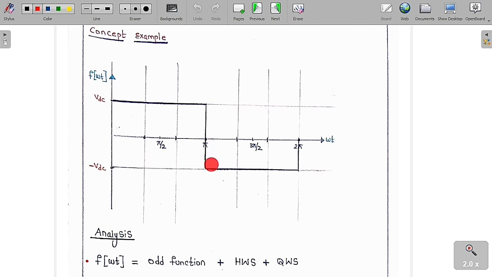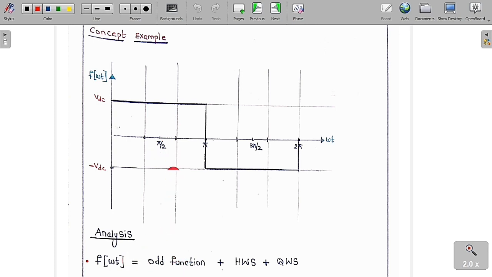This is somewhat similar to the output voltage of a single phase full bridge voltage source inverter. From 0 to pi, its value is plus VDC, and from pi to 2 pi, its value is minus VDC. So now we are going to analyze this function. You can see clearly this function is an odd function.